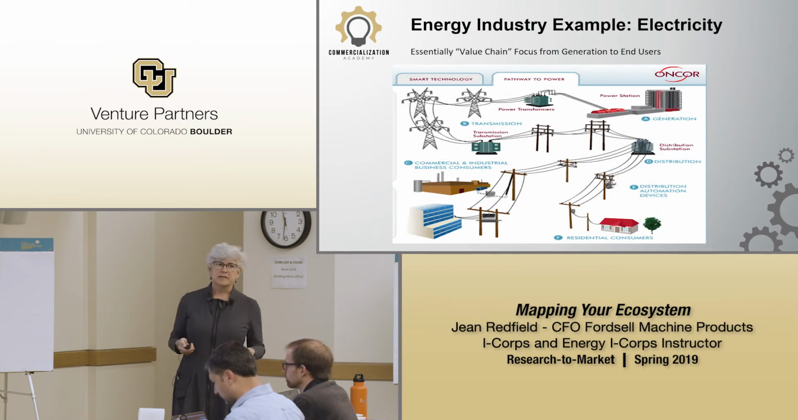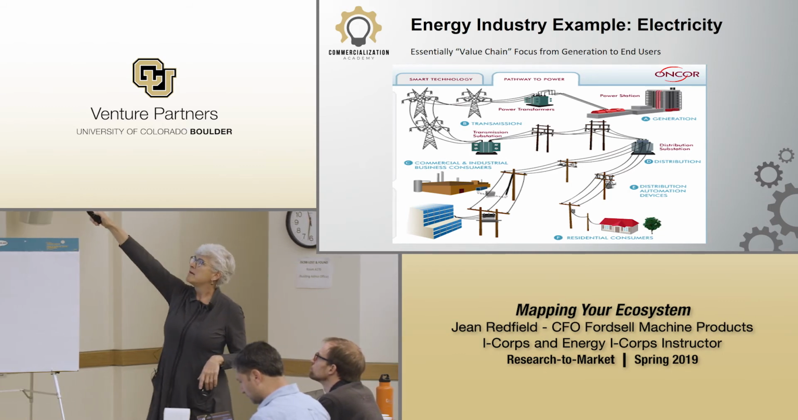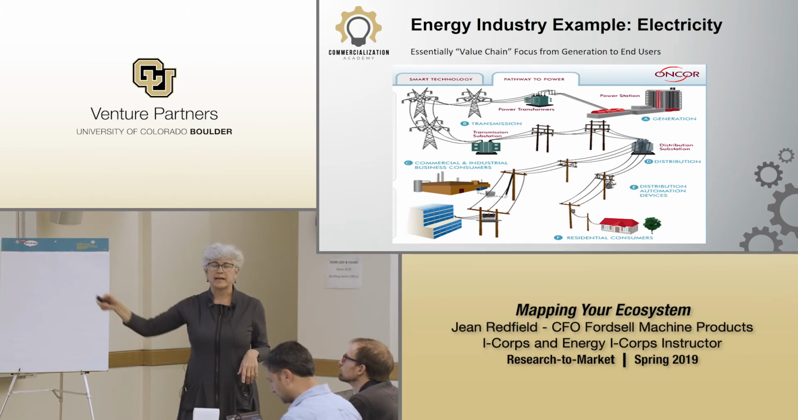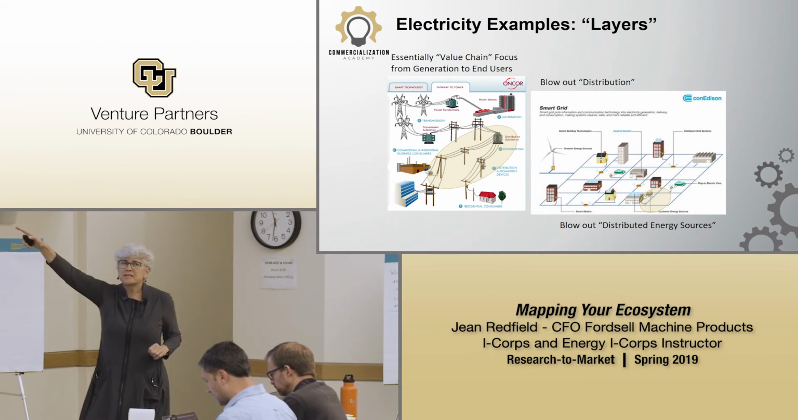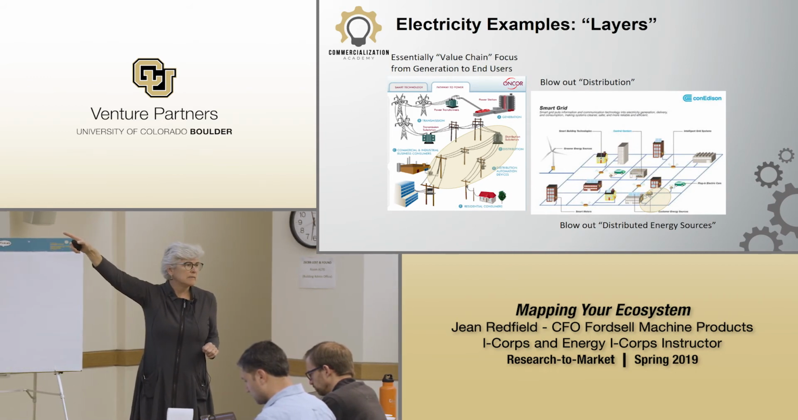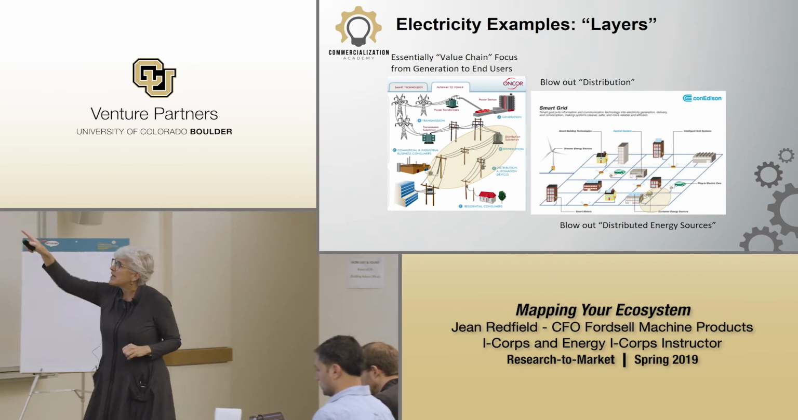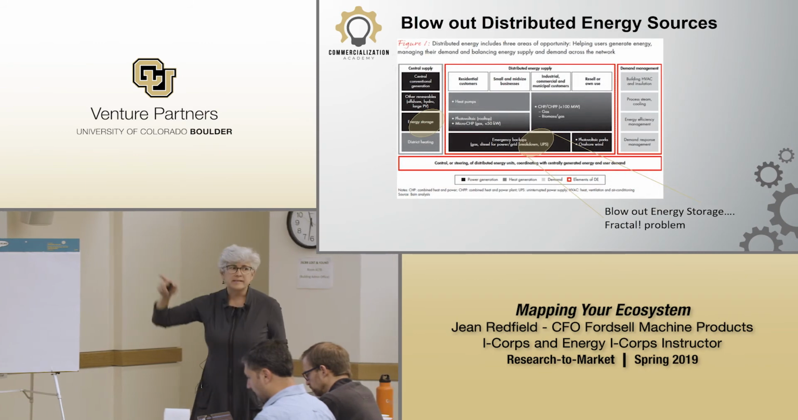Other examples, here's the electricity example. Starts with generation at the upper right, flows through high voltage transmission, through distribution to use on customer sites. One version of ecosystem map. You can take just the distribution and blow it up as its own ecosystem. You can take just distributed energy sources and blow it up as its ecosystem.